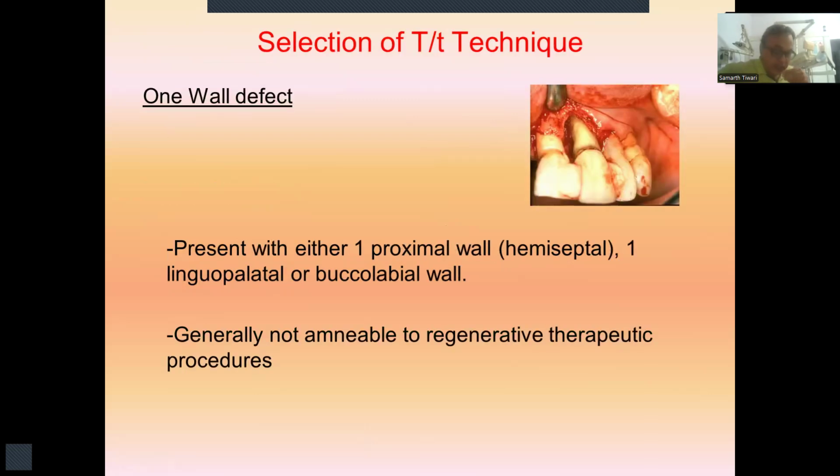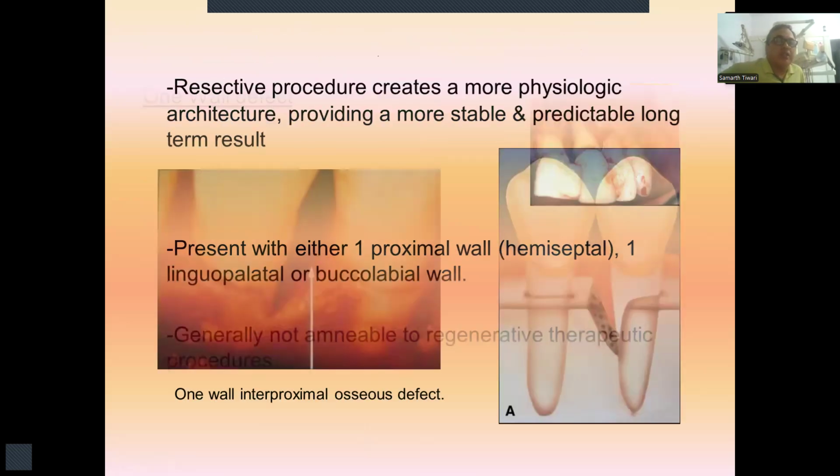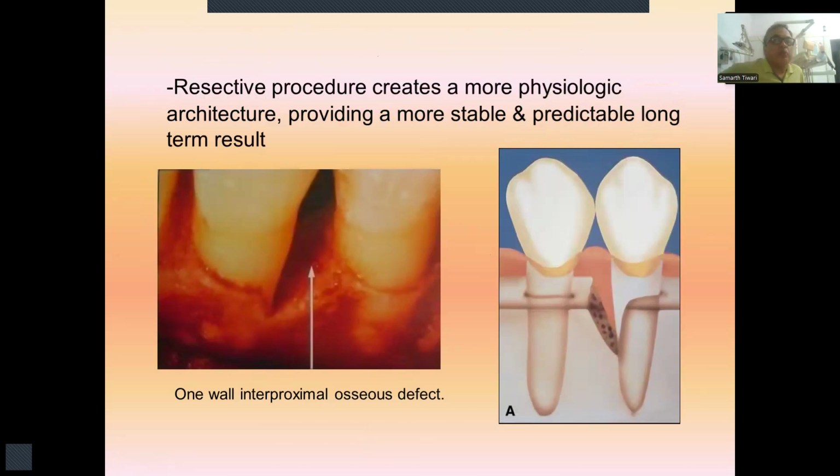Selection of treatment technique. A one-wall defect, present with either one proximal wall, one linguopalatal or buccolabial wall, is generally not amenable to regenerative therapeutic procedures. Resective procedures create a more physiologic architecture, providing a more stable and predictable long-term result.